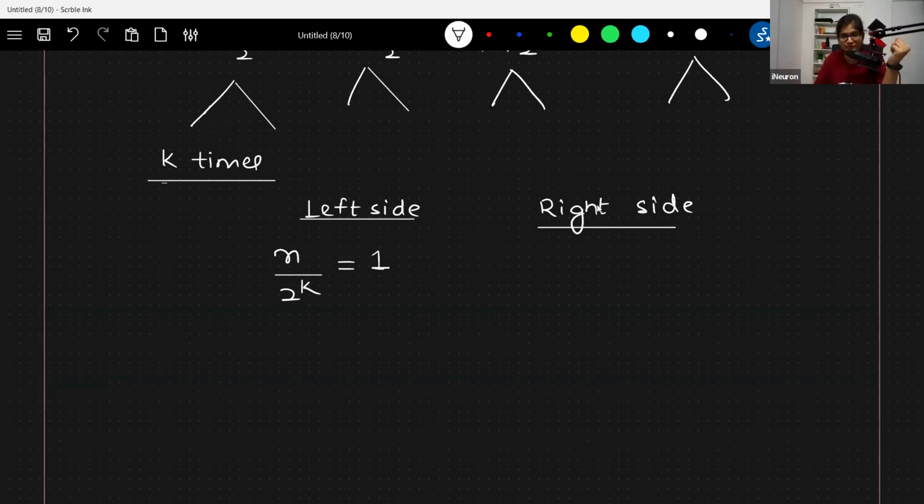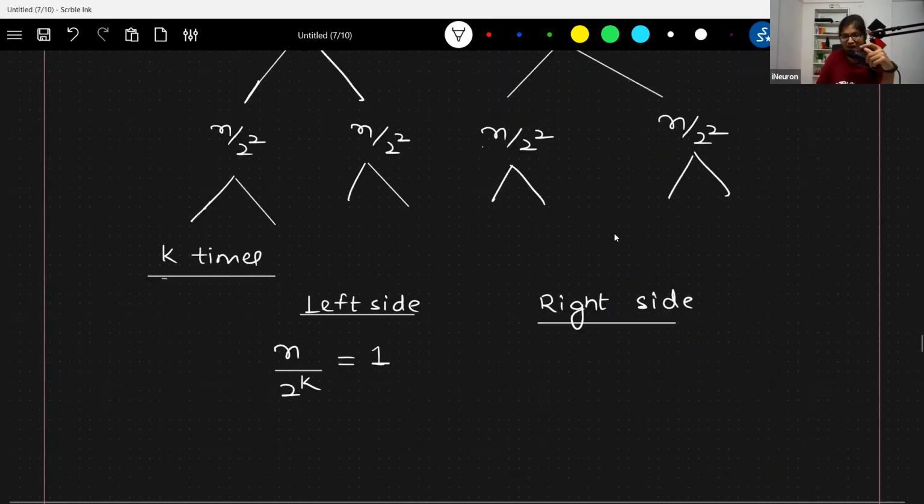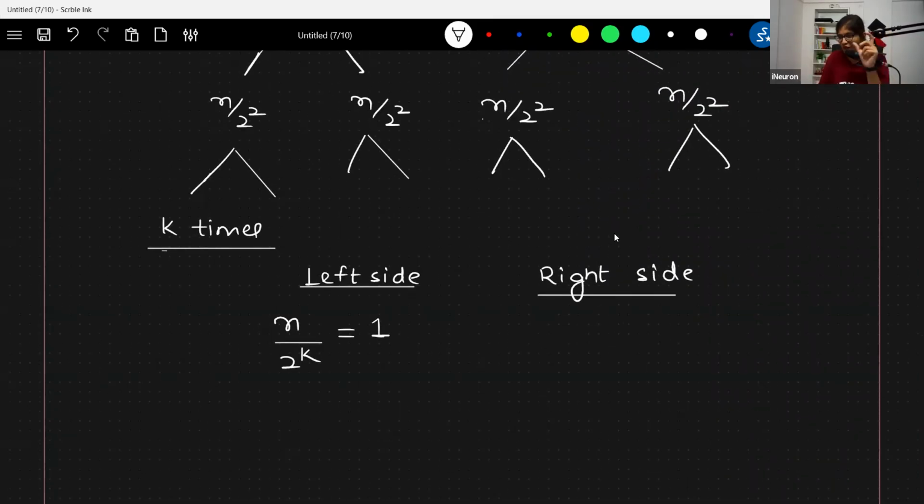Now, on the right side also, we are doing a split of n by 2, n by 2. So it will be nothing but n by 2 to the power k, which is also equal to 1.